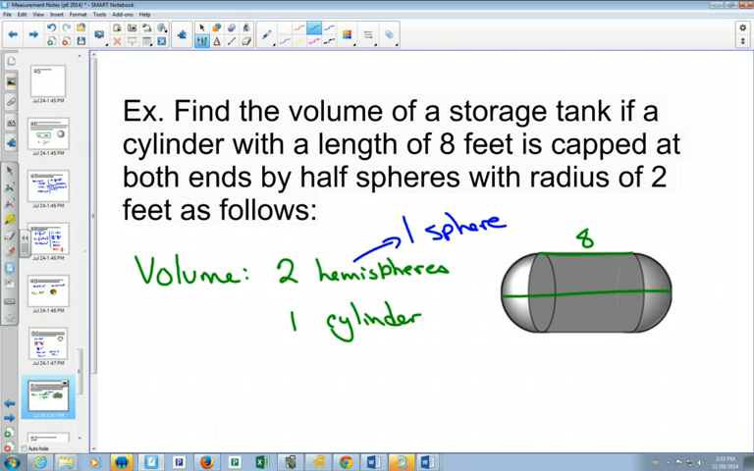So when we go to write a formula for this, when we go to figure out the volume of this shape, we can say, well, we need the volume of our cylinder, and a cylinder is a prism with a base that's a circle times the height. So base is pi r squared times the height. That would be the volume of a cylinder. Then we'd have to add the volume of 1 sphere. And the formula for the volume of a sphere is 4/3 pi r cubed.